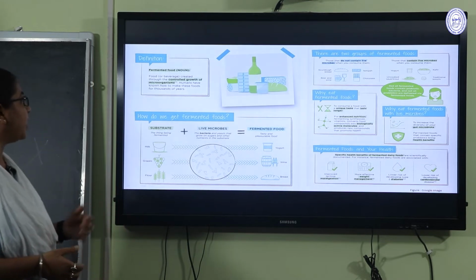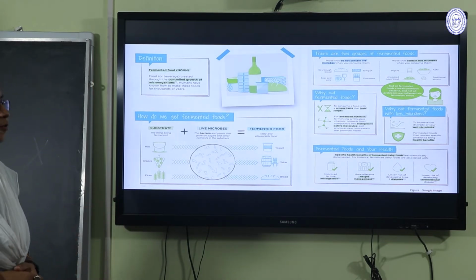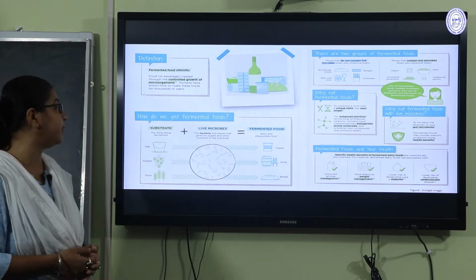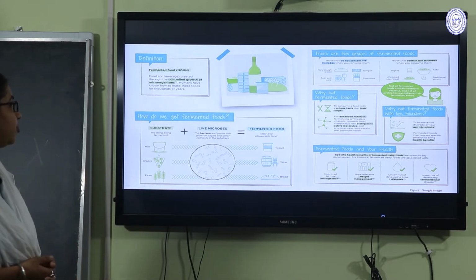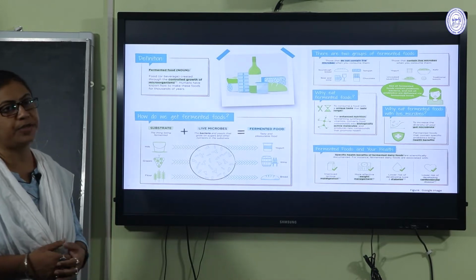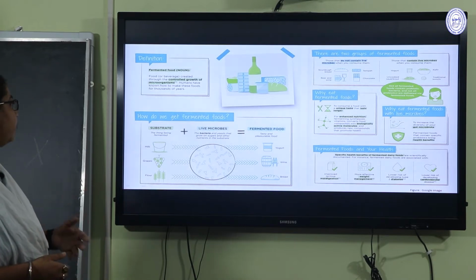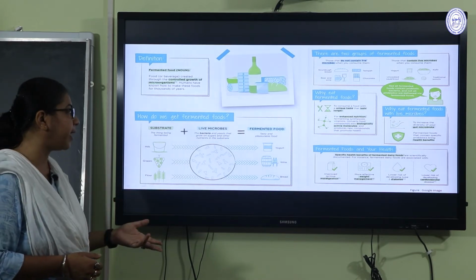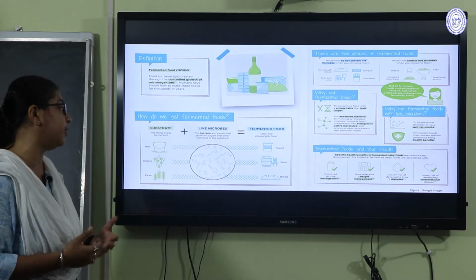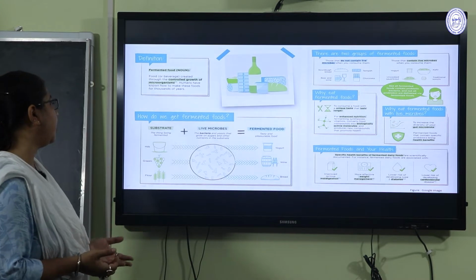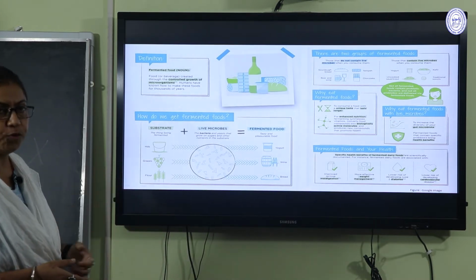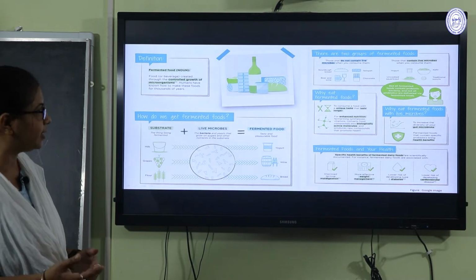So why and how do we get fermented foods? First of all, we take the substrate, which is the thing being fermented, and the live microbes, the bacteria and yeast that grow on sugars and other nutrients in the substrate, and we get the fermented food. For example, if we take milk along with live microbes, we get yogurt. If we take grapes along with live microbes, we get wine. And if we take flour with live microbes, we get sourdough bread. These are the fermented food products that we will discuss in our later chapters.